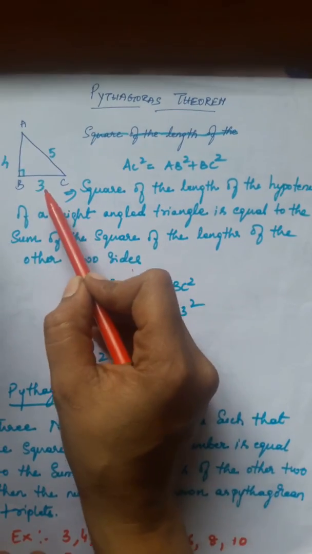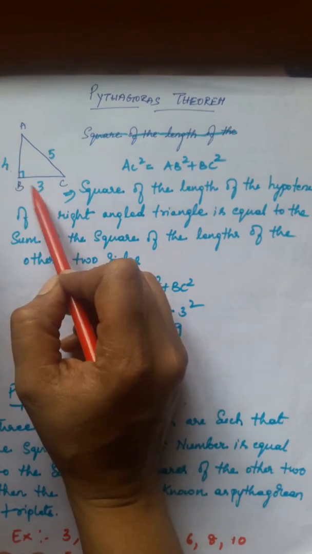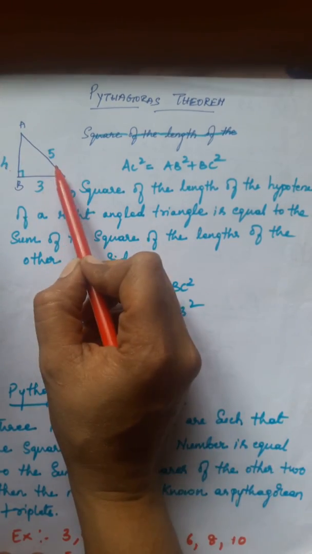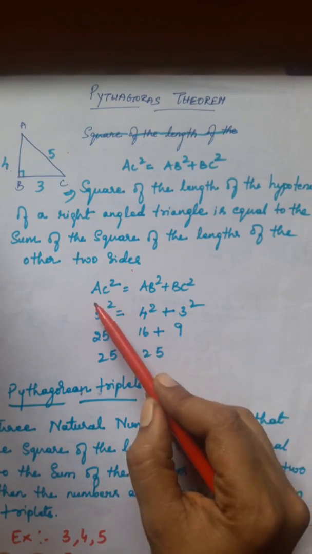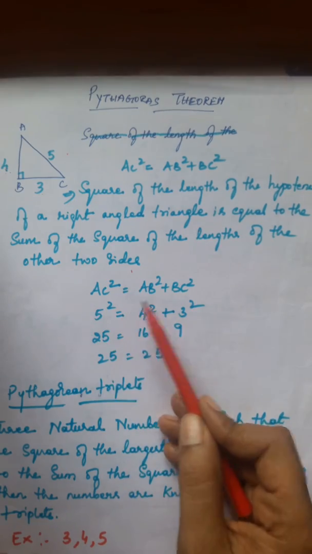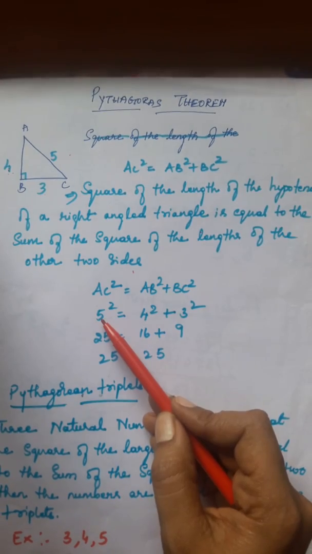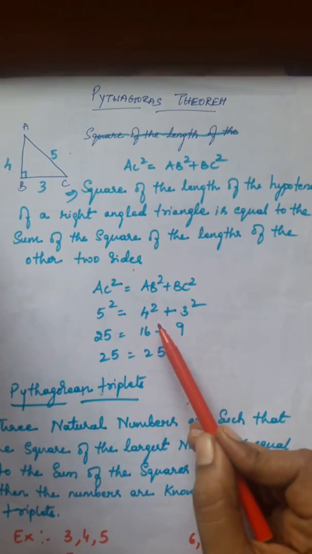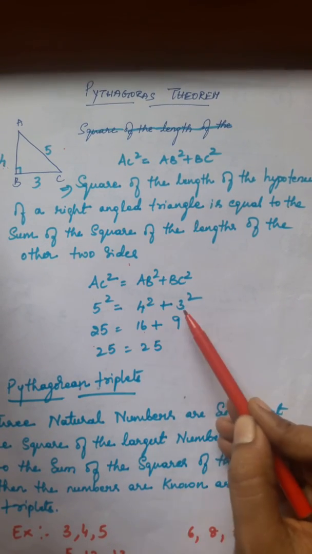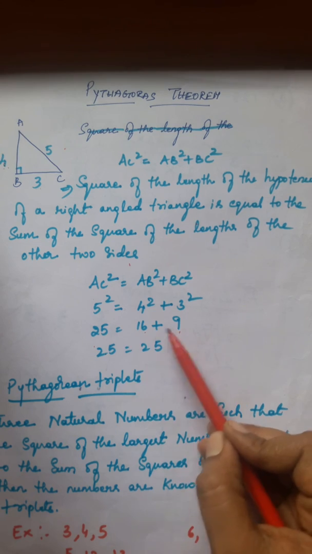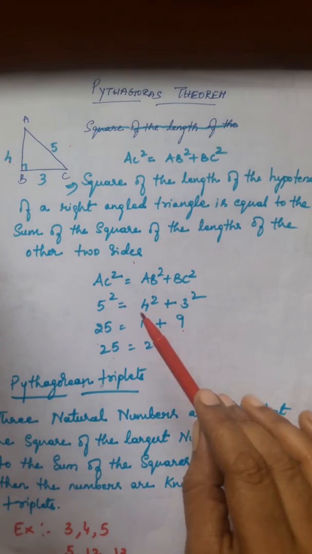So if I square these two sides and add, sum means add, it will be equal to the square of this third side, this hypotenuse. So that means AC square will be equal to AB square plus BC square. If AC square is 5 square and AB square is 4 square plus BC square is 3 square, then 5 square is 25, 4 square is 16 plus 9, that is 25. Both sides will be equal to 25. So this is about Pythagoras theorem.